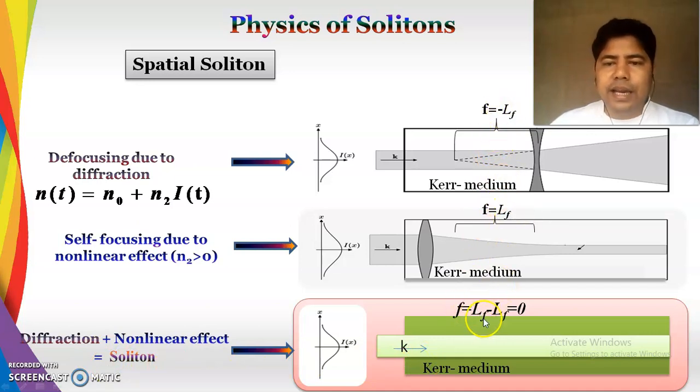When f is LF minus LF, that will be 0, so the focal length will be 0. If the focal length is 0, then the pulse will propagate without any diffraction or self-focusing throughout this fiber, and that will give us the spatial soliton. So this is the case of spatial soliton.